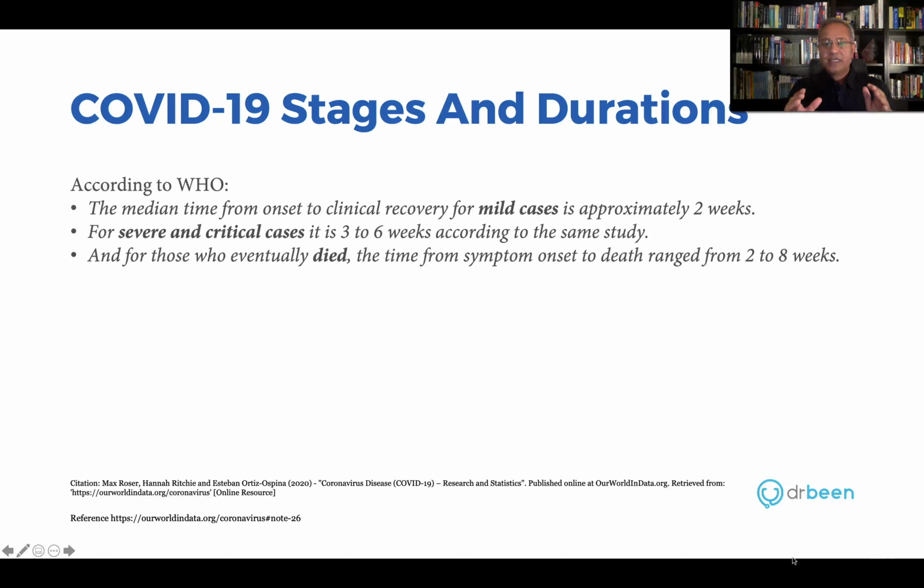Now, every stage has its own duration for the symptoms to stay and then the stage to resolve. According to WHO, the median time for the recovery from a mild disease is 2 weeks. And median would mean that 50% of the population who has mild symptoms will recover within 2 weeks. For severe and critical cases, 3 to 6 weeks. And for those patients who passed away, about 2 to 8 weeks. So you can kind of think about it that as the number of weeks continue to increase and the patient is not recovering, the chances for them to have a bad prognosis continue to increase as well.